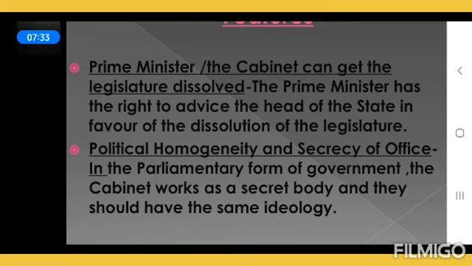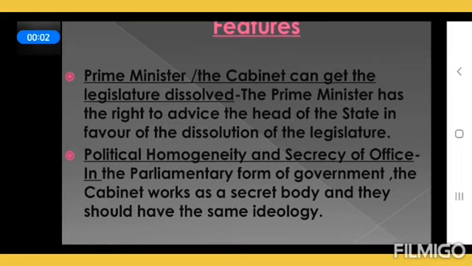Okay, so in other words, we can also say that the legislature can be dissolved by the executive even before the completion of its full tenure. Okay, that can also be done. So prime ministers can get the legislature dissolved. Okay, so this is another feature of the parliamentary form of government.